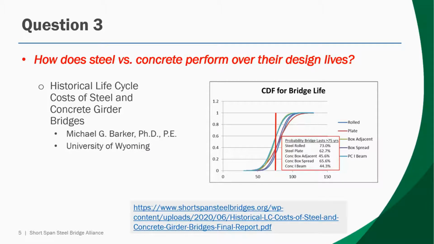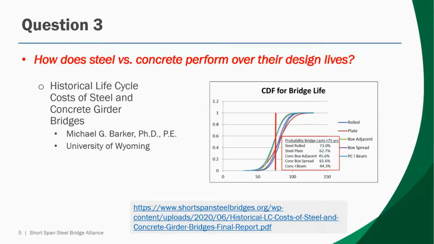Question 3. How does steel versus concrete perform over their design lives? It's very common that we'll get asked that maybe one solution is more cost competitive versus the other initially, but what about over their life cycle? There was a very interesting study done by Michael Barker at the University of Wyoming where he collected a series of design data points for a matrix of bridges in Pennsylvania and computed their probability that they would last over 75 years, the AASHTO LRFD design life, and plotted this for a series of typical solutions.